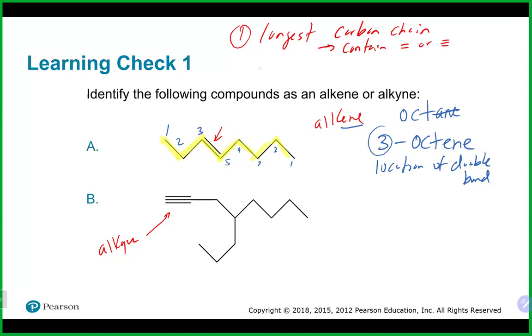Now, if you have this, for example, this is called ethene. Is there any other place where the double bond could be located? No, it only could be between those two. So you don't need a number. So usually around 4-ish or more is where you've got to start putting the number to identify where the double bond is.